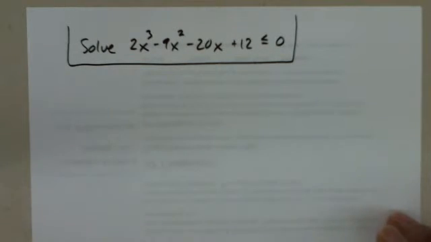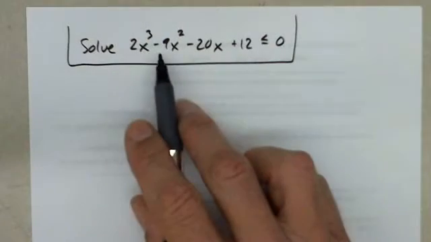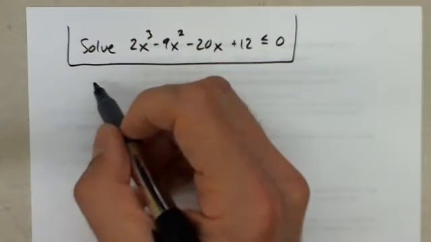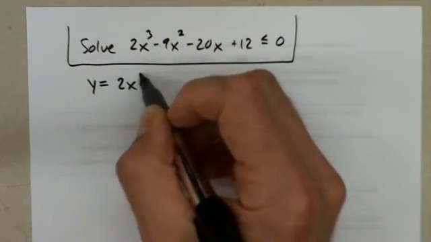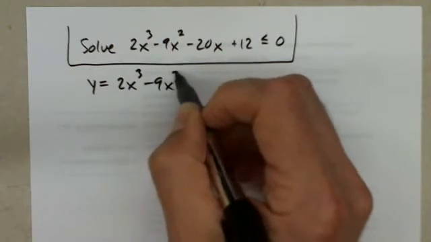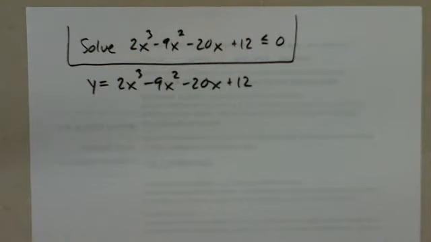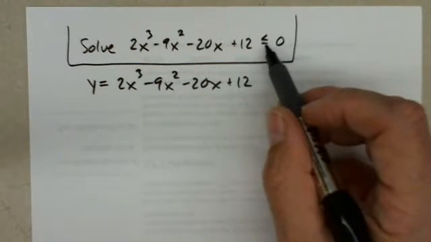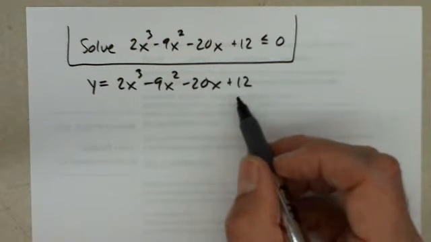So let's try that one. And we're going to use the strategies that we have for polynomials. And here's what we'll think of. Let's graph this. If we graph this, then we just look at where the graph is below the x-axis.